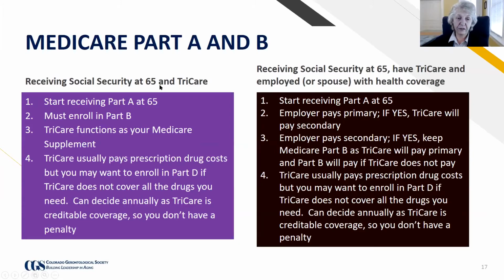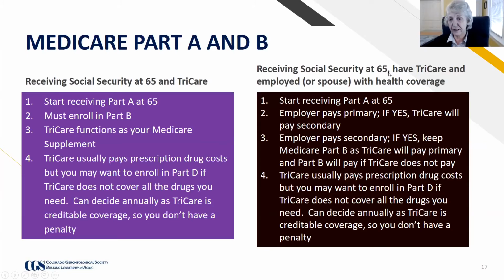If you are receiving Social Security and you have Tricare, then you will be in the purple box. You will again start receiving A at 65. You do have to keep and enroll in Part B, because Tricare functions as a Medicare supplement or secondary to Medicare. If you have Tricare, usually you do not have to enroll in D unless you want to, because Tricare has a very generous prescription drug benefit.